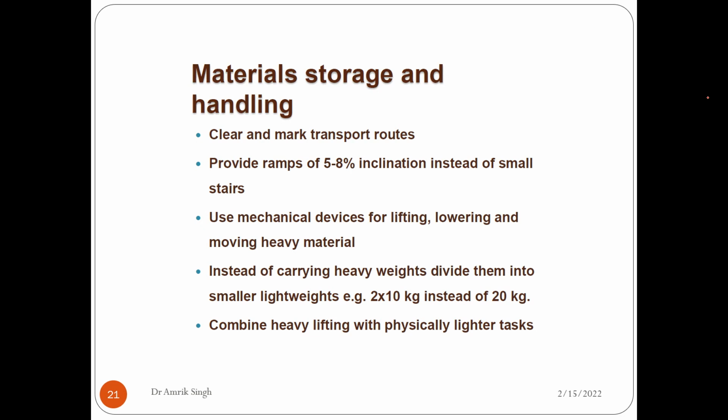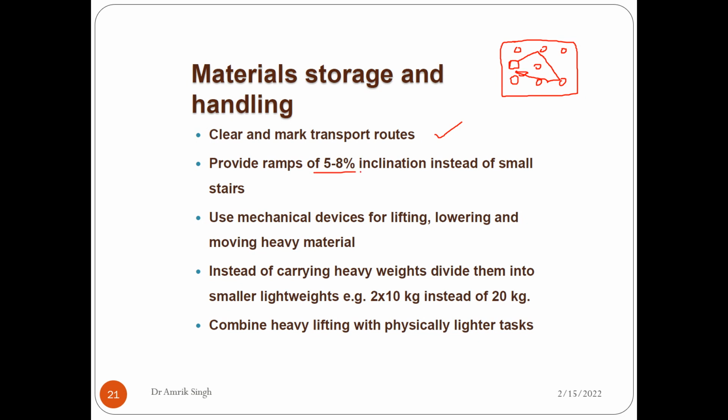Clearly mark transport routes. You have to mark these routes on the shop floor. Suppose there is a shop floor and different machines are there, a number of machines. If I draw it like this, and there is a forklift truck, and the truck has to move here, then here, these paths should be clearly defined. Clearly mark the transport routes.